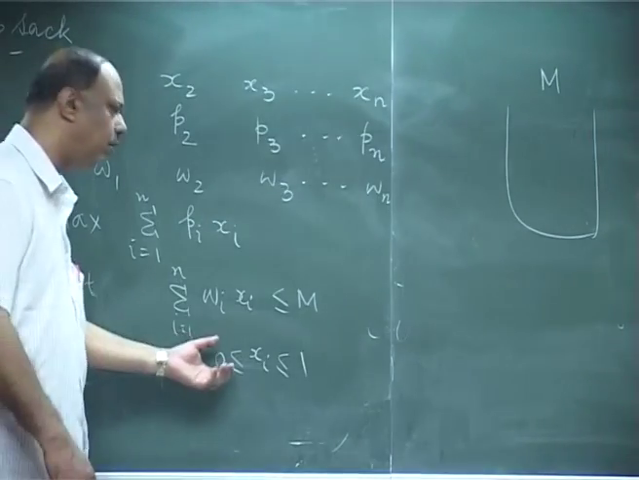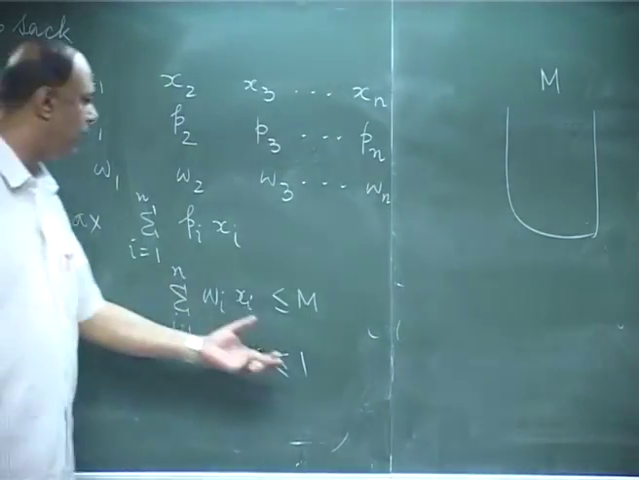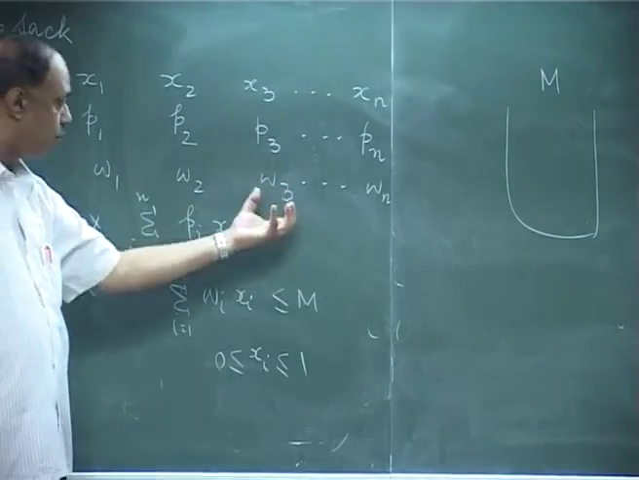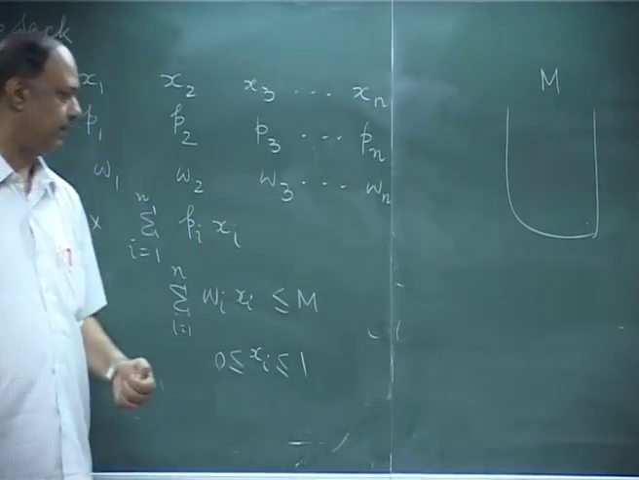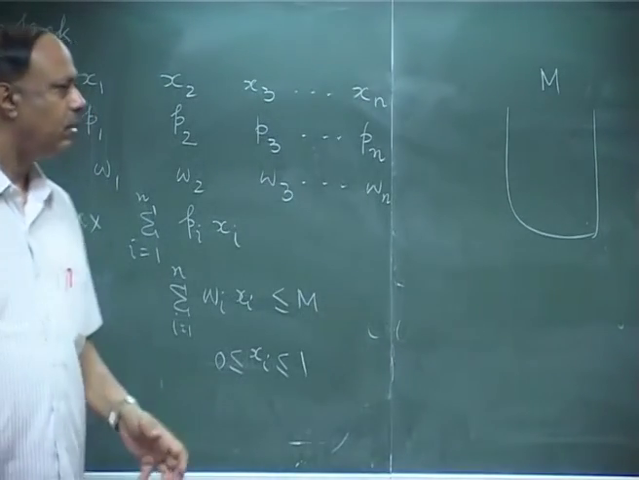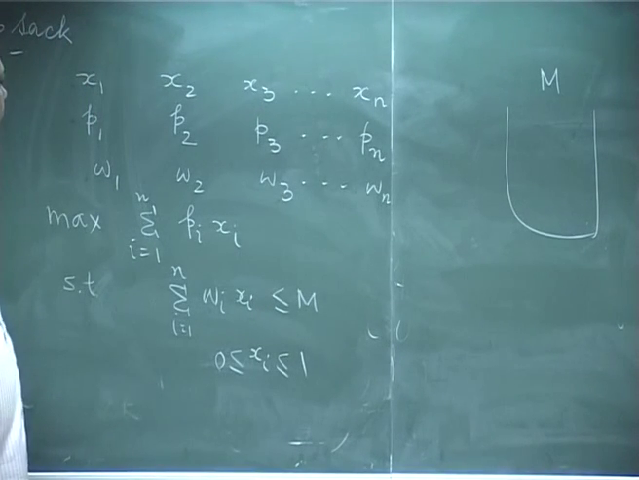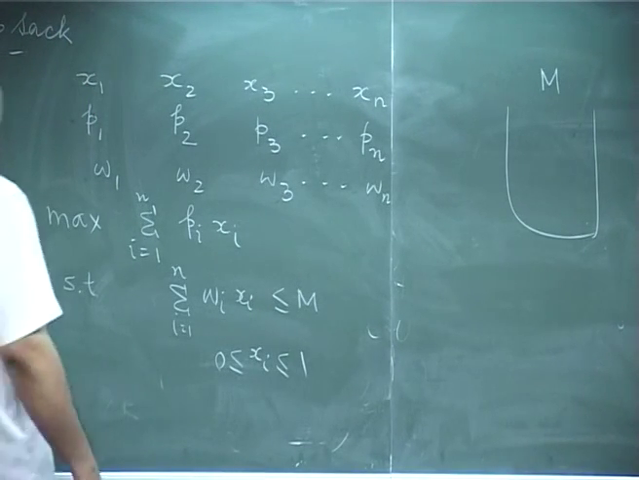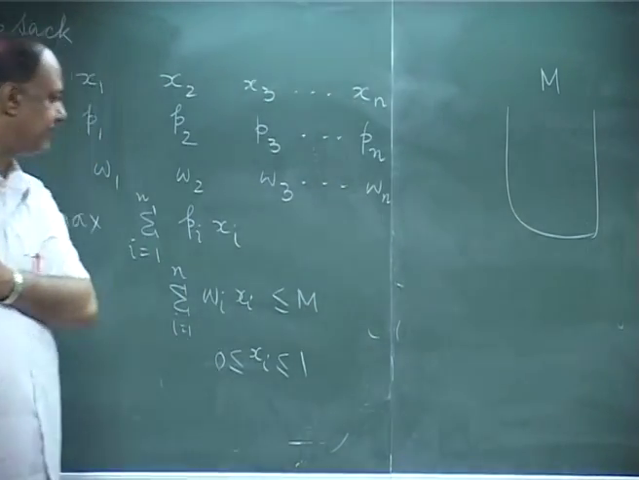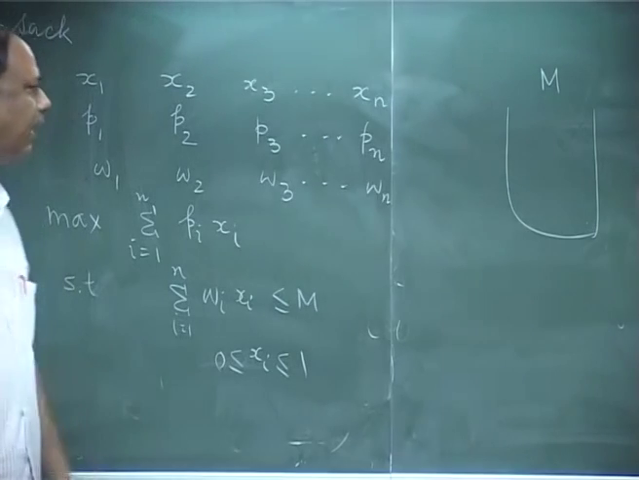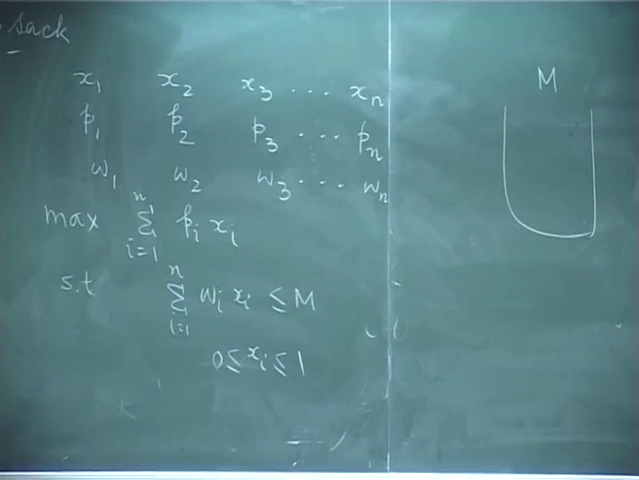It is 0 if you don't select the item. If it is 1, you select the whole item. Whole item means that you select wi weight in total, right? Or you can select a small amount of wi of the xi, the ith component or ith item. Now how to solve this problem?